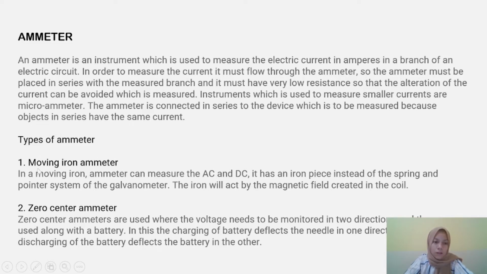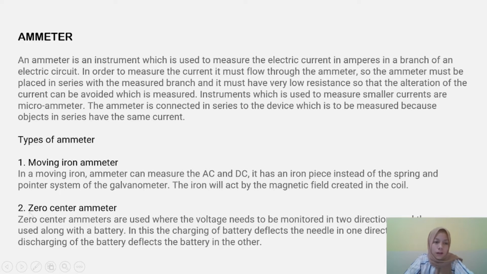The first is the moving iron ammeter. A moving iron ammeter can measure alternating current and direct current. It has an iron piece instead of the spring and pointer system of the galvanometer.